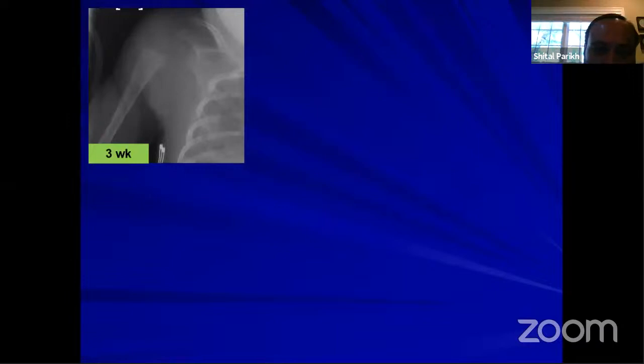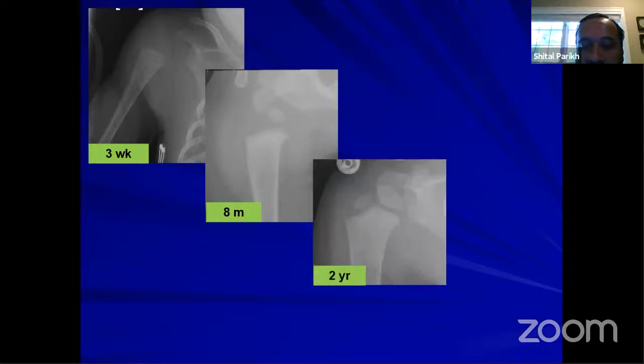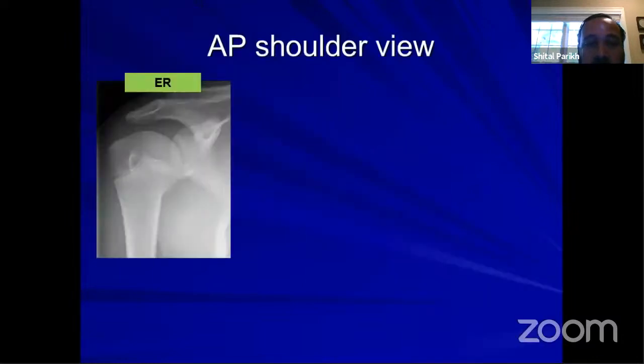If you look at the ossification pattern of the proximal humerus at 3 weeks, you don't see anything. Here at 8 months, you see the primary ossification center of the proximal humerus. If you're lucky, you would see the 2 centers, the tuberosity ossification center and the head ossification center, like this, but it's a smaller window. And then they would fuse together. At 7 years, you would see the physis as one.